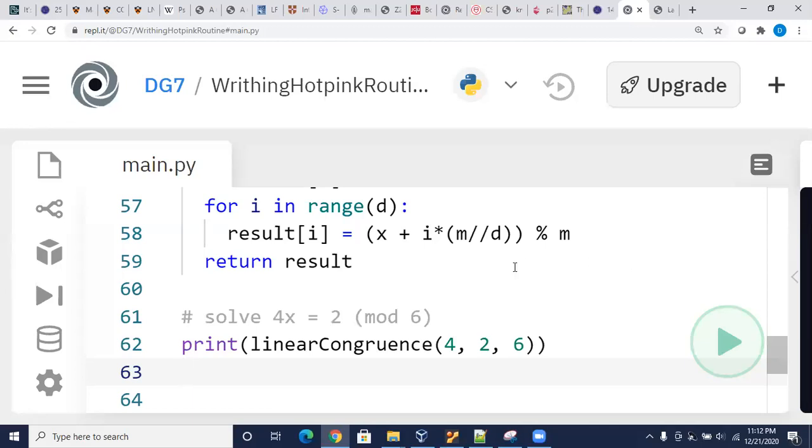Hello, welcome back. In this segment, I'm going to talk about linear congruence. Suppose you're given an equation like 4 times x is congruent to 2 mod 6. Your goal is to find the value of x. How can you go about it? Let's first run this and I'll explain the idea in a moment.